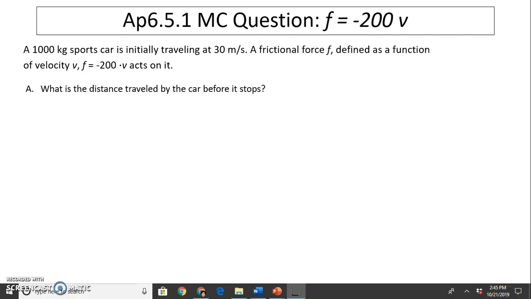This is AP Physics Mechanics C. Today we'll continue to talk about work and the kinetic energy theorem.